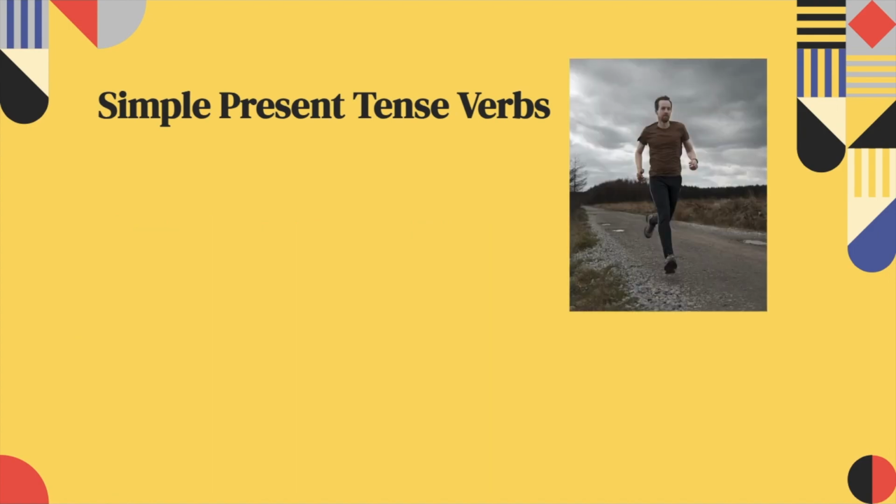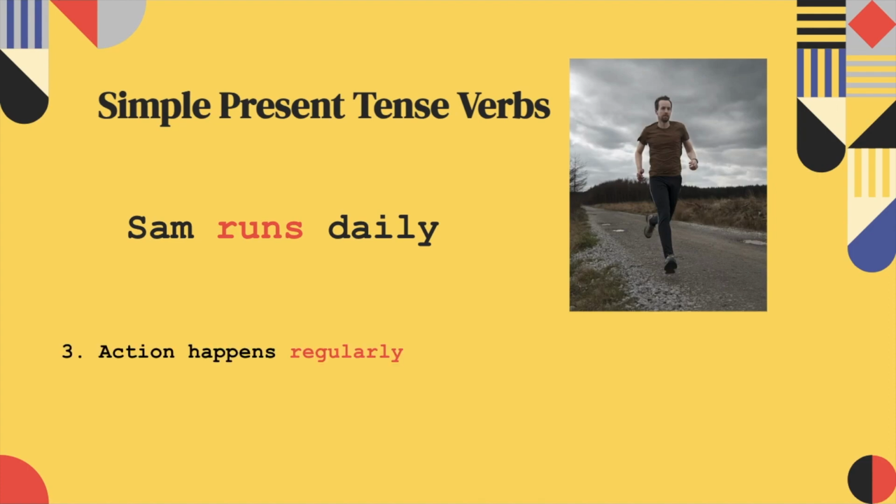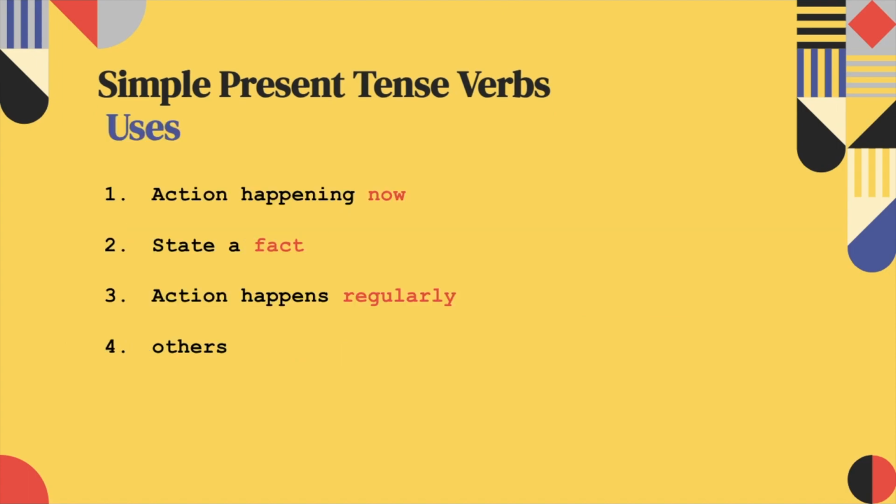Now let's take a third example. To describe this image, we can say Sam runs daily. The verb here is runs, and runs here describe an action that happens regularly. This means that Sam runs every single day, and this happens again and again each day. Now these are the three main uses for simple present tense verbs that we will discuss in this lesson. An action that's happening now, to state a fact, or an action happening regularly. And there are other uses, but we will not discuss them here.